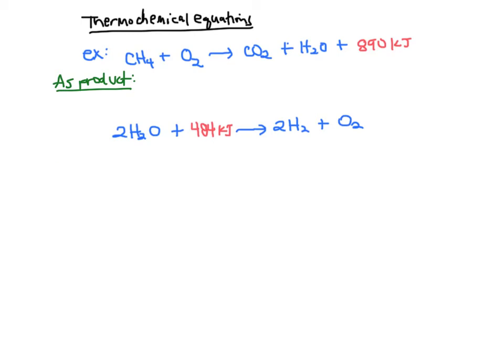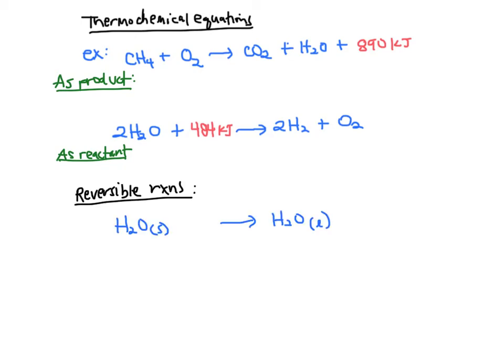So you can just write the amount of energy as a product, or you can write energy as a reactant if the system is absorbing the energy as opposed to giving it off. When water molecules are broken down into hydrogen and oxygen gas, they don't give off energy. They actually have to absorb energy to make that happen. So your enthalpy is written in as a reactant.